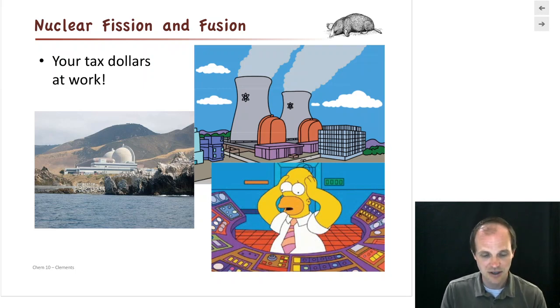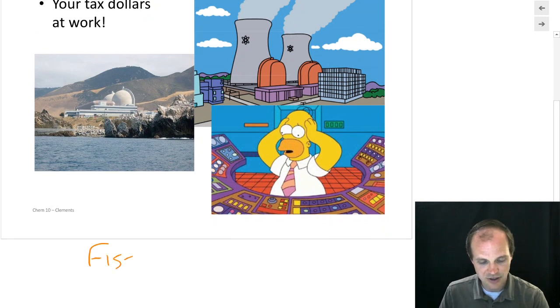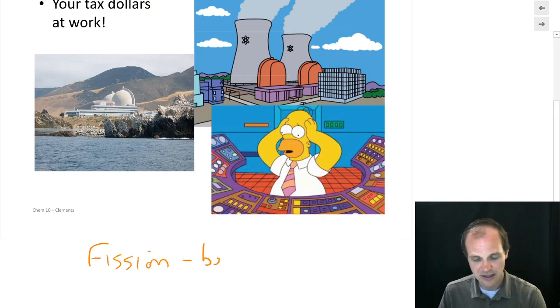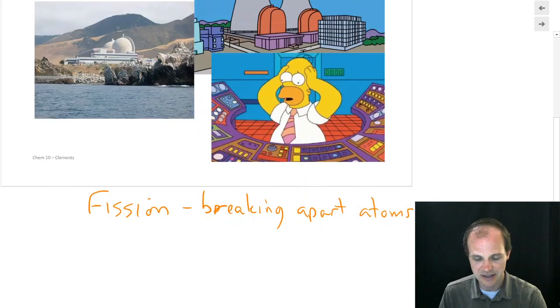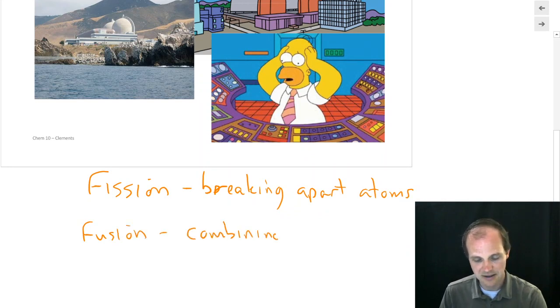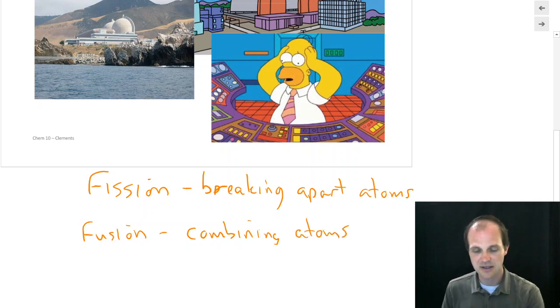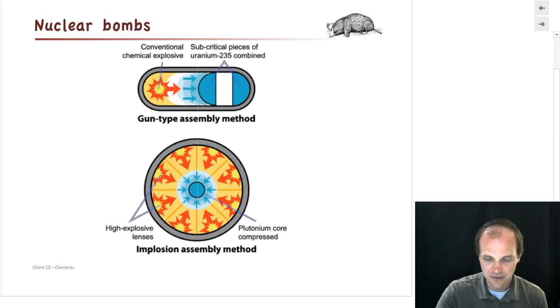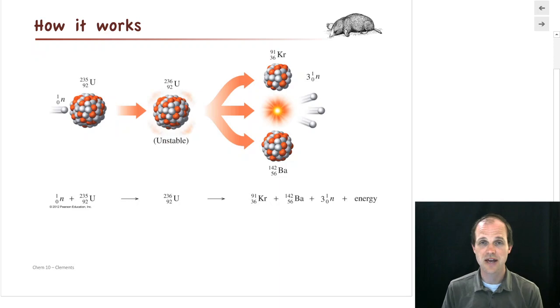And fission, let's define these terms. Fission is breaking apart atoms. And we'll see an example of that in the next slide about what this reaction looks like. Fusion, just like fusion cuisine, if you're eating, is combining things. It's combining atoms. So you're slamming two atoms together to make a new atom.